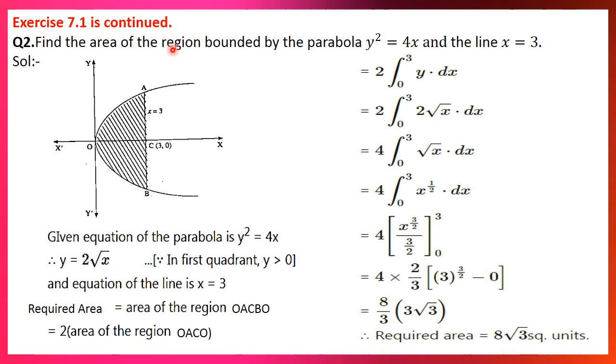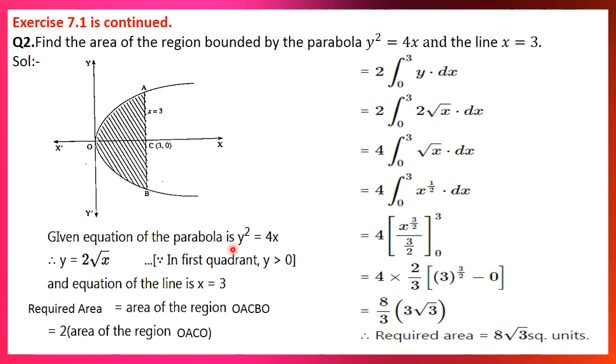And the region bounded by this parabola and the line x is equal to 3. So x is equal to 3 is the line which is perpendicular to the x-axis and passing through the point 3, 0 on the x-axis. So the shaded region is the required region whose area is to be calculated.